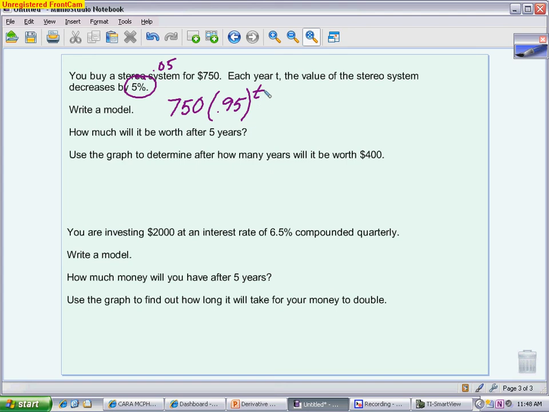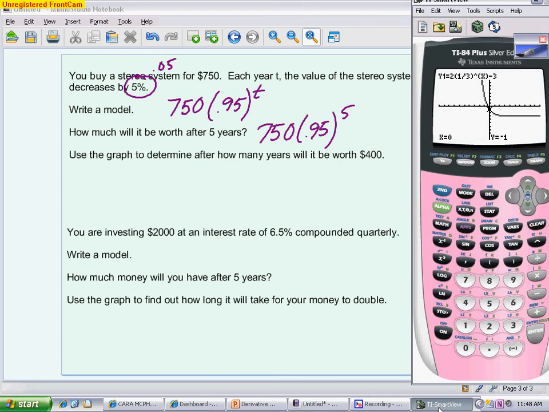So that's my model. To figure out how much it's worth after 5 years, I am just putting a 5 in for t. So this is going to be very much just kind of plug and chug with your calculator. So I'm going to write down the work, and then I'm going to go to the calculator and figure out my answer. We have 750 times 0.95 to the 5th power. It is money, so I can round to the nearest penny. It's going to be worth $580 and about 33 or 34 cents.